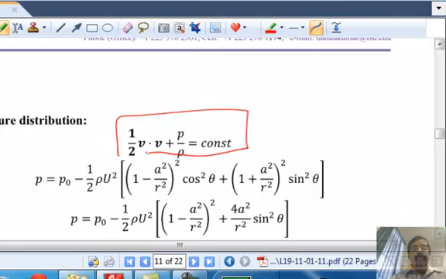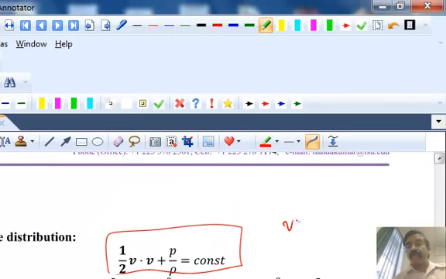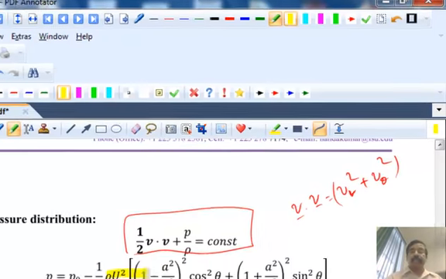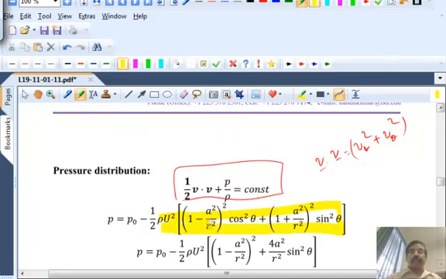Okay, so this is the Bernoulli equation. Substitute for V dot V, which is going to be equal to VR squared plus V theta squared. Okay, so we already know VR and V theta. So when you substitute that, you're going to get this humongous expression.